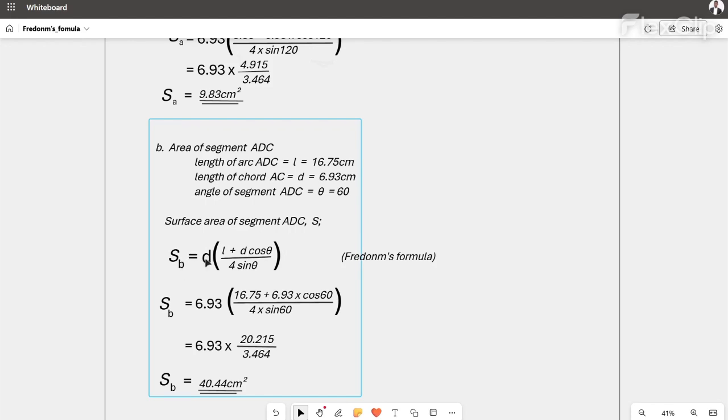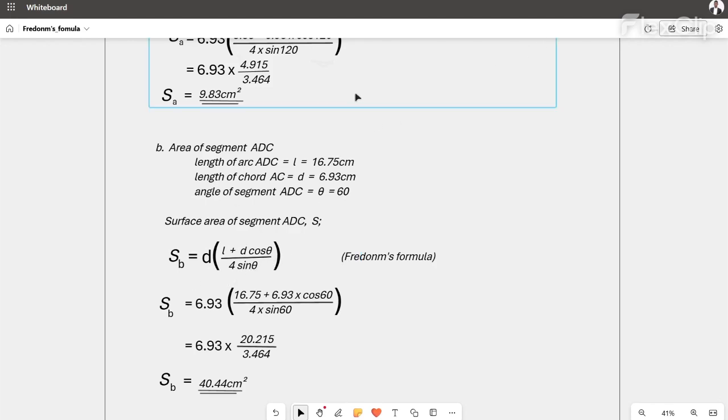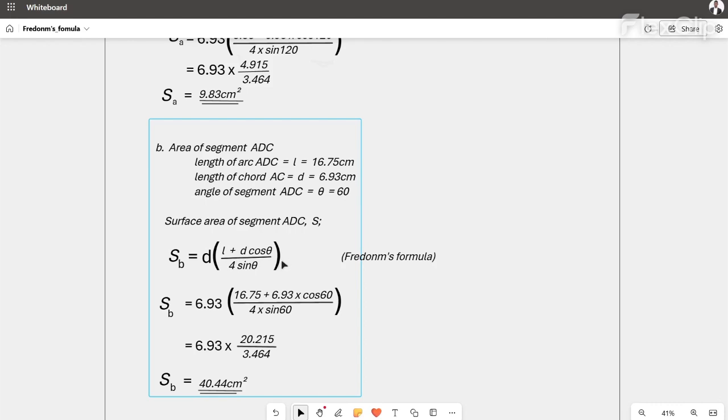SB is equal to D times open bracket L plus D cos theta all over 4 sine theta close bracket. As you can see, nothing changed from this formula. The same formula which we use to calculate the area of the minor segment is exactly the same formula that we want to use to calculate area of this major segment, and that is Fredom's formula for you. So if you plug in these values here, our equation will look like this.